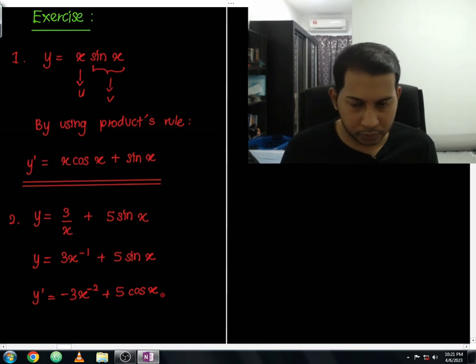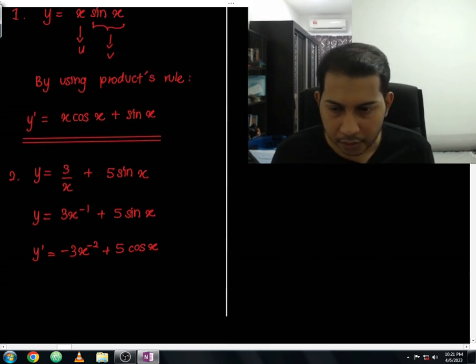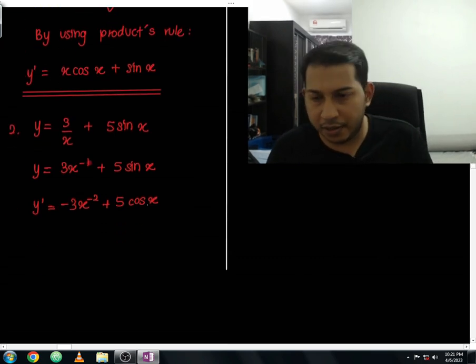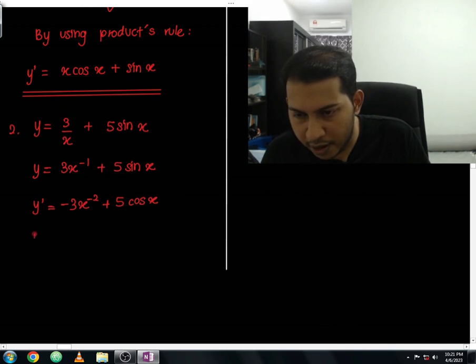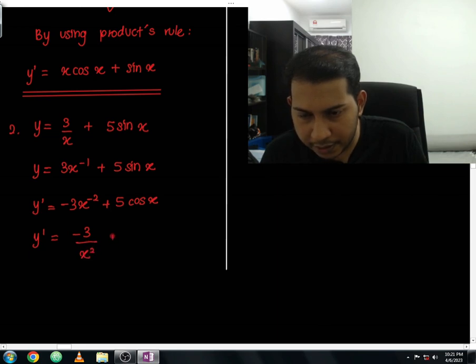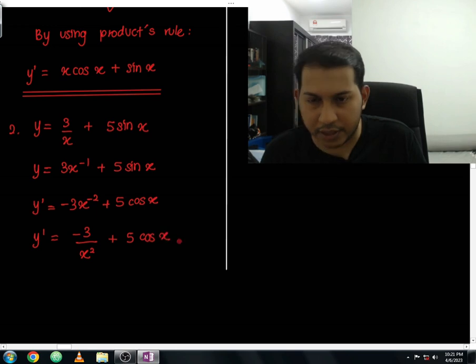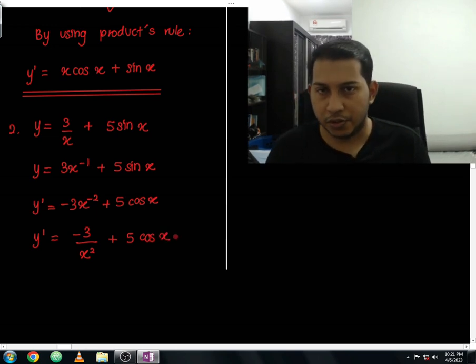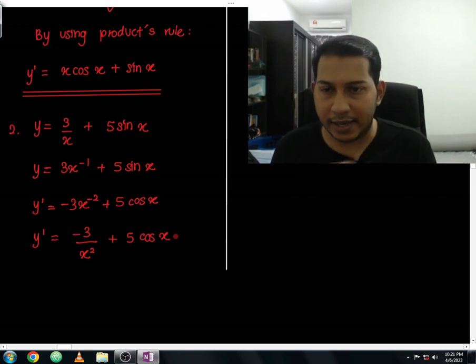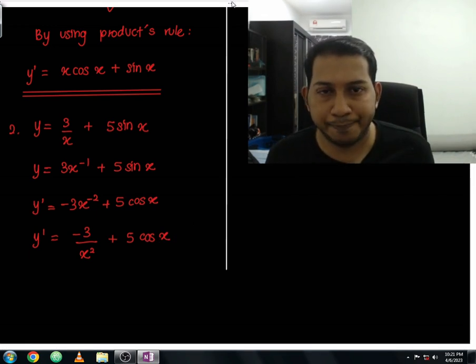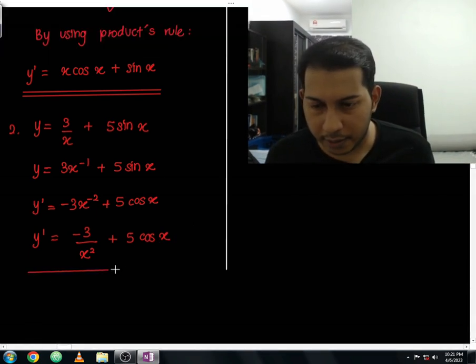Okay, so from here we rearrange this equation, so y prime is equal to negative 3 over x square plus 5 cos x. Okay, so far so good. So let me underline the second solution of the example.